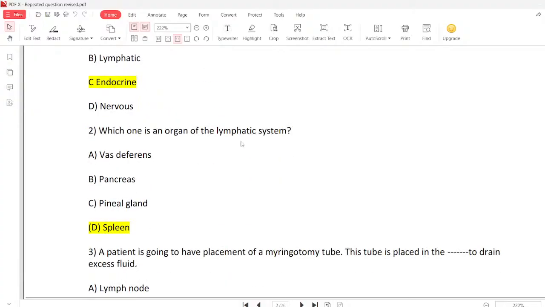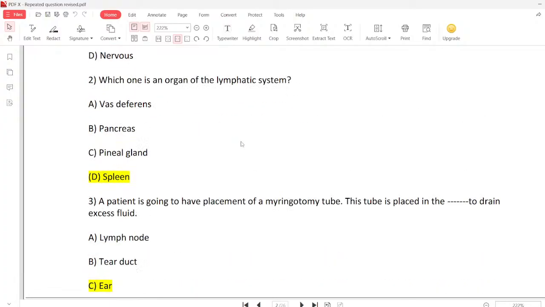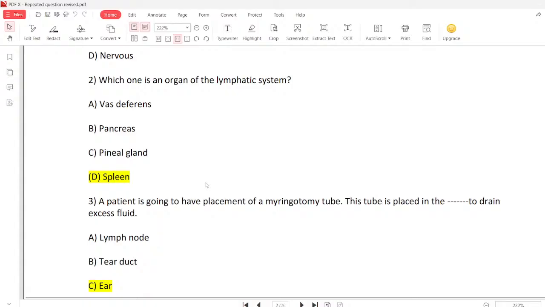And second one, which one is an organ of the lymphatic system? Lymphatic system organ, spleen. Spleen is the correct answer. The other options are pancreas, pineal gland. So the correct answer is spleen. I remember this question because in my CPC examination, this question was also mentioned.